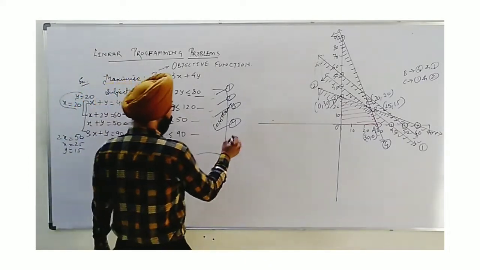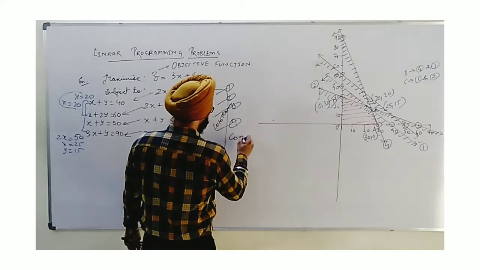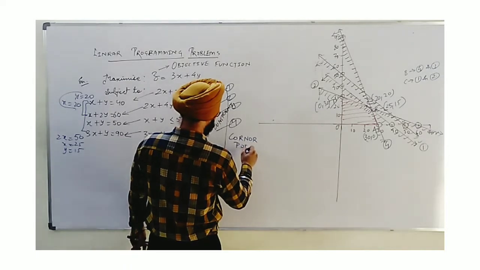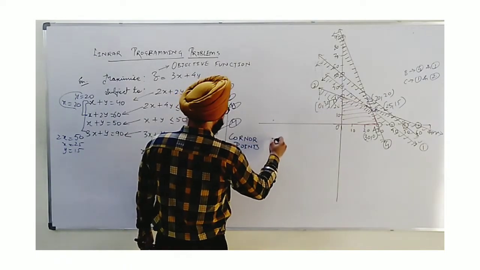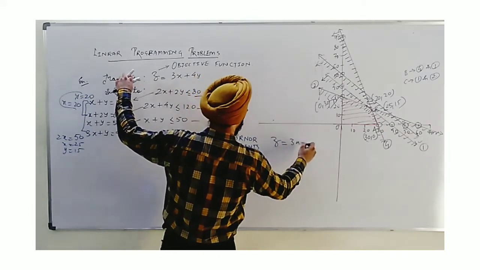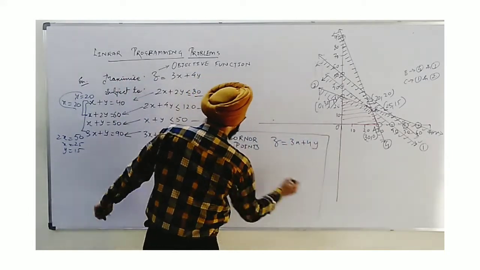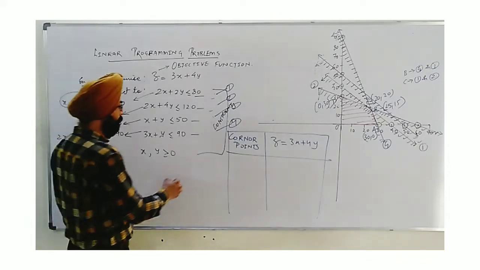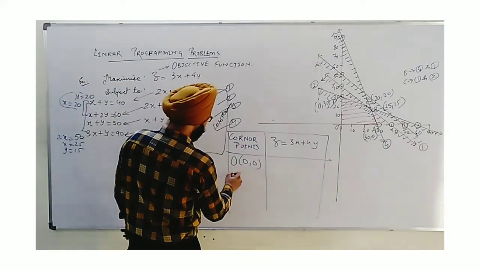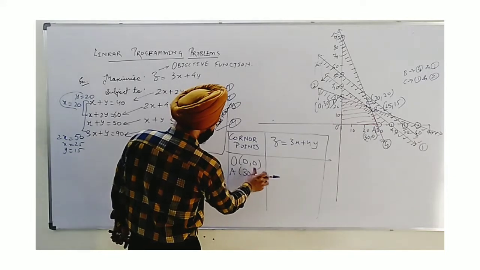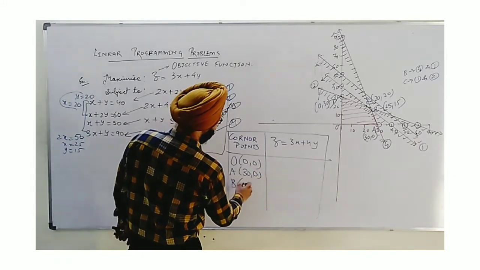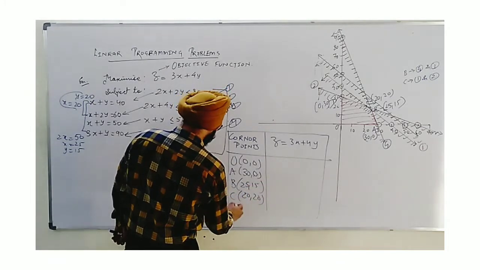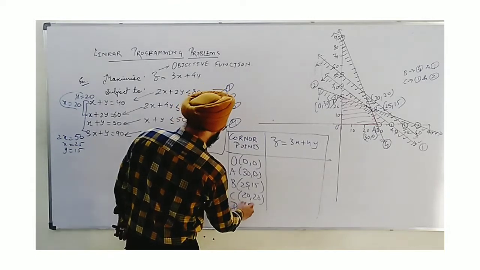After this we draw a table. We write here corner points, then we write z equal to the objective function 3x plus 4y. And as the question was to maximize z, corner points we will write all one by one. First is O, 0, 0. A, it is 30, 0. B, we have obtained as 25, 15. C, we have obtained as 20, 20. And D is there, 0, 30.